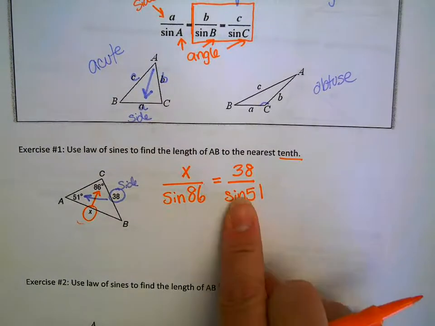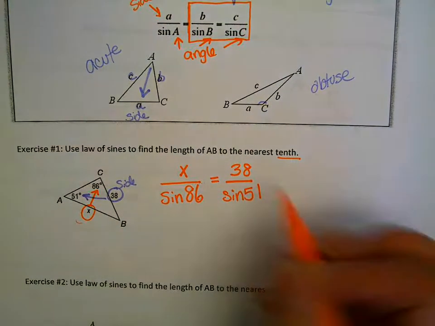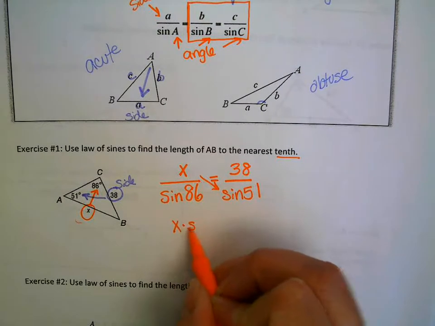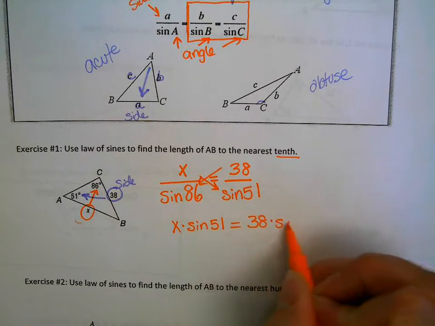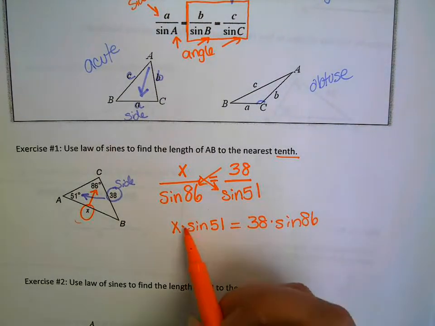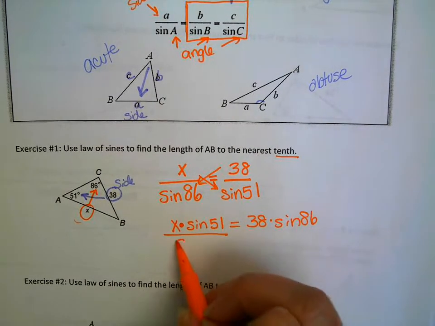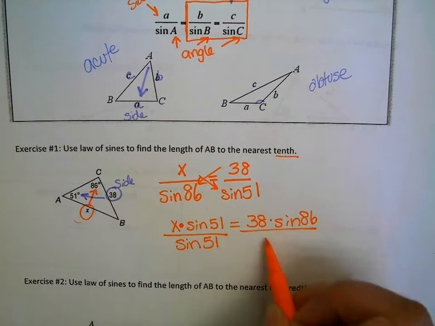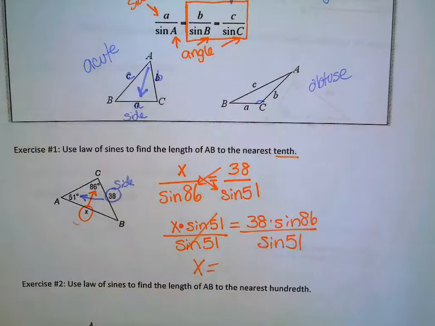So what we're going to do here is cross multiply. I'm going to handwrite this out first and only type it in the calculator one time. So when we cross multiply, we get x times sine 51 equals 38 times sine 86. I'm going to keep going with it. The sine 51 I need to undo from this side because these are being multiplied. We need to get rid of the sine 51 so that x is alone, so we divide by sine 51. Then that crosses out, and we're left with our x value. All of this is going to be substituted into the calculator.